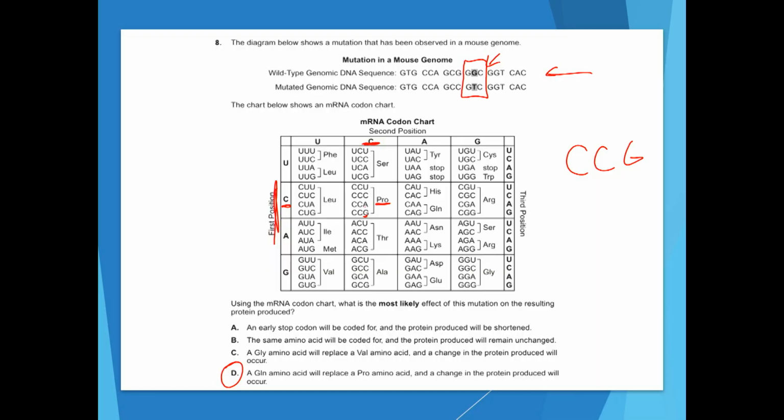Okay, what happens when this mutation occurs, we're making a different mRNA sequence. Instead of this, we're going to get CAG, okay? And what that means is we're going to make this amino acid instead. And so we're making a different amino acid. This amino acid is going to replace that amino acid, and that's probably going to change the protein produced, okay? So that's kind of how we could have tackled that question. Okay, let's move on to the next one.